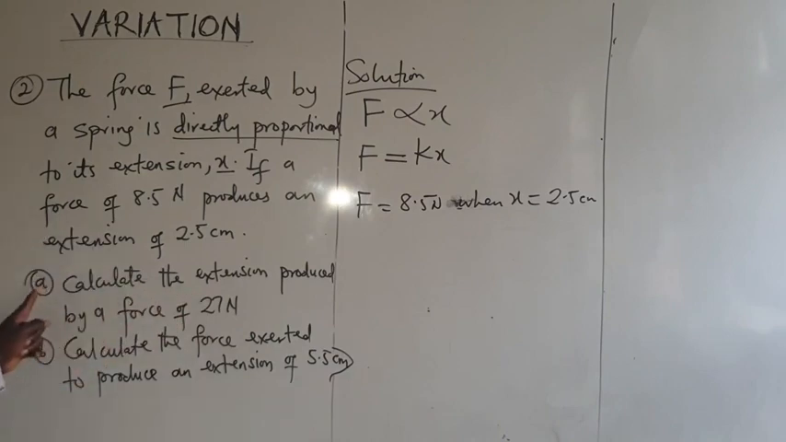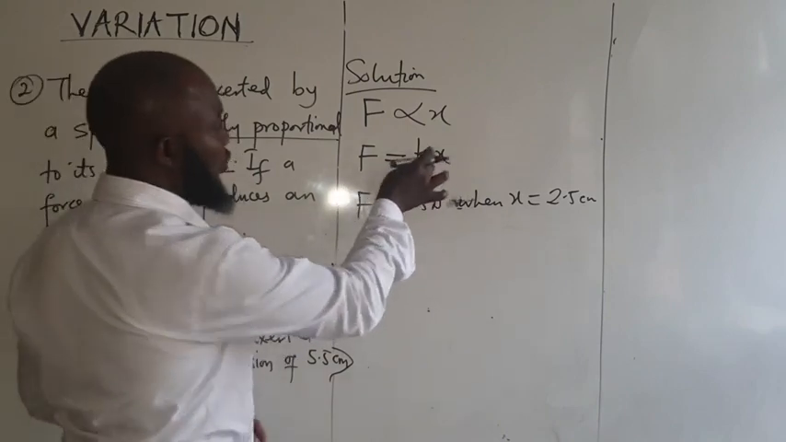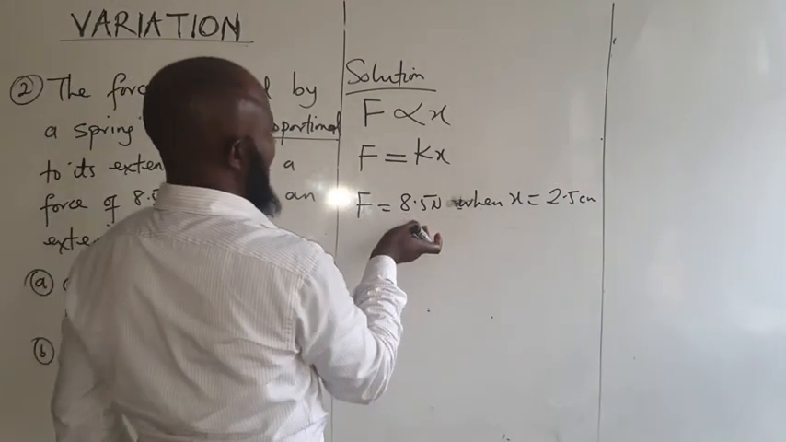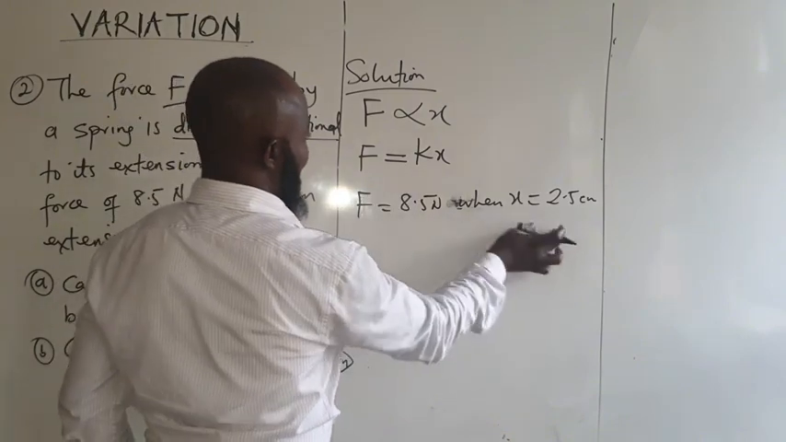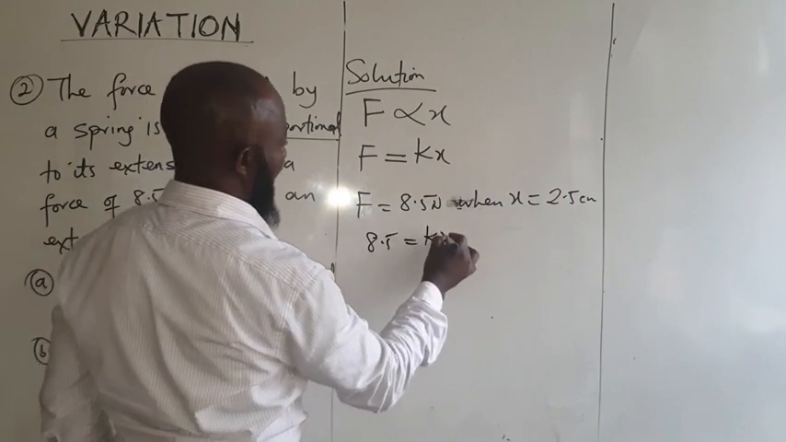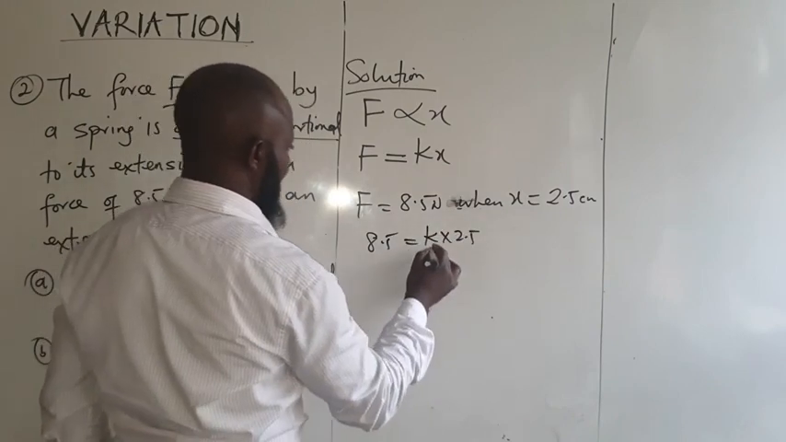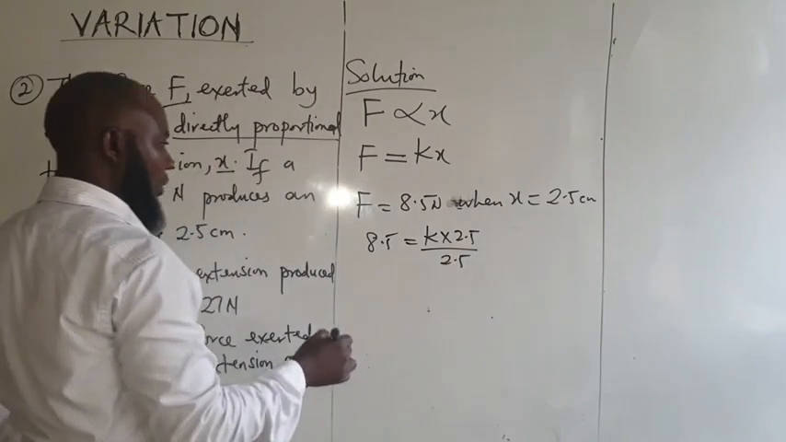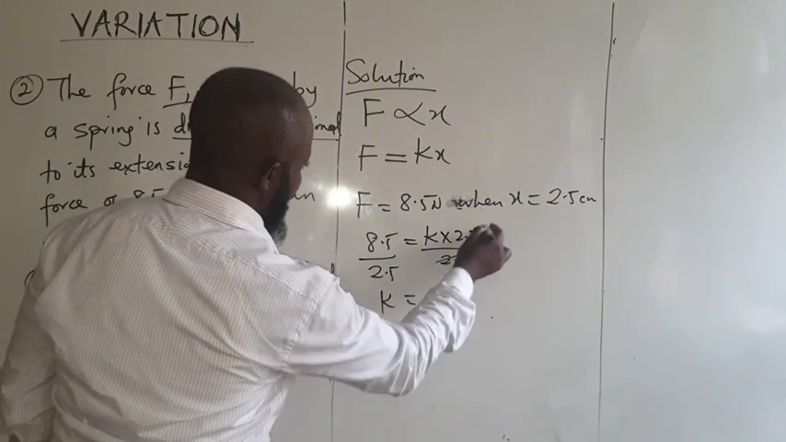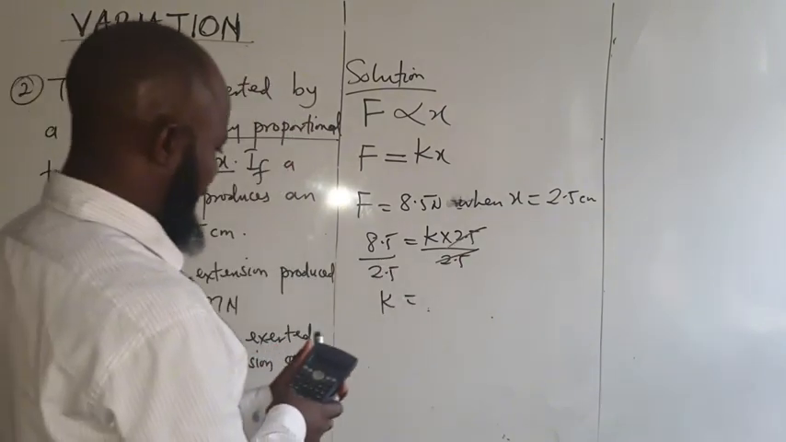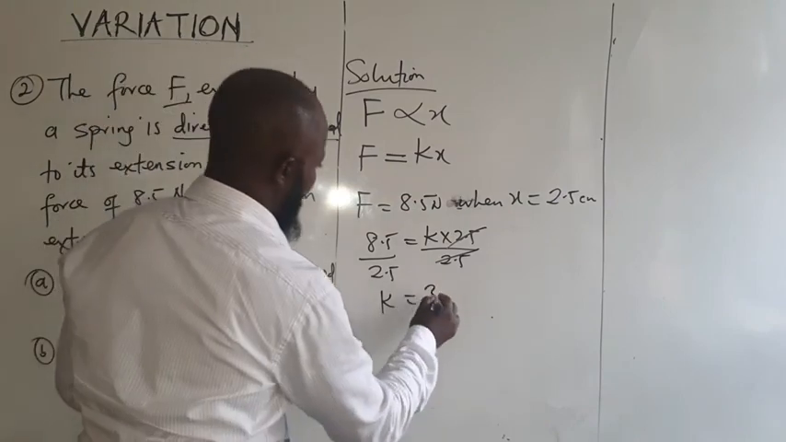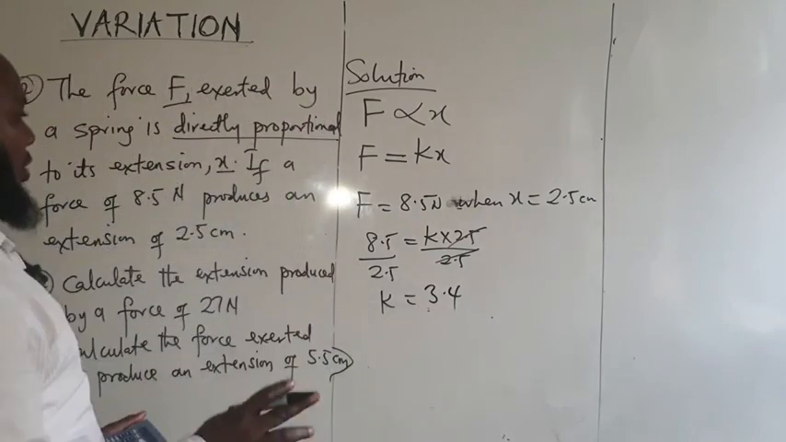Before we come to part A, we have to find the value of our constant. So how do we find the value of our constant? We just substitute the value of F and x into this equation. That's going to be 8.5 equals k times 2.5. So we divide both sides by 2.5. So k, this cancels this. So 8.5 divided by 2.5, then we have k equals 3.4. So that's the value of our constant k.